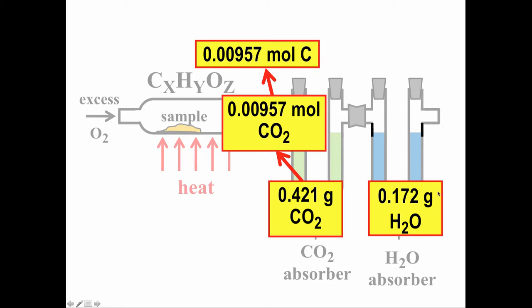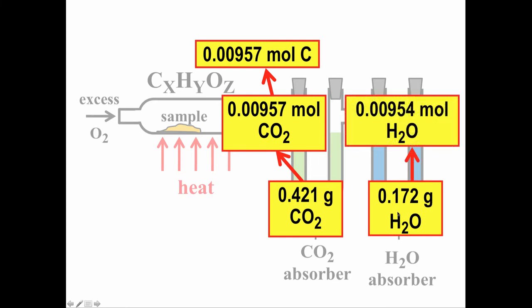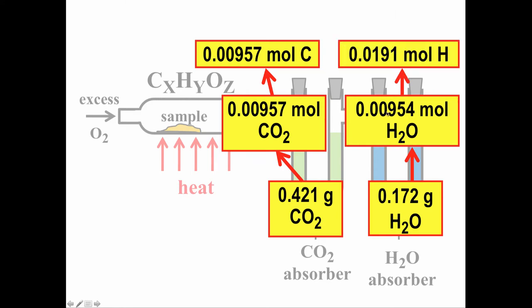We do the same basic idea with the H2O. Start with 0.172 grams of H2O. You should be able to determine the molar mass of H2O and then convert from grams to moles. This time we get 0.00954 moles of H2O. What we're interested in is the hydrogen. Since 1 mole of H2O contains 2 moles of hydrogen, 0.00954 moles of water contains twice that many moles, 0.0191 moles of hydrogen.